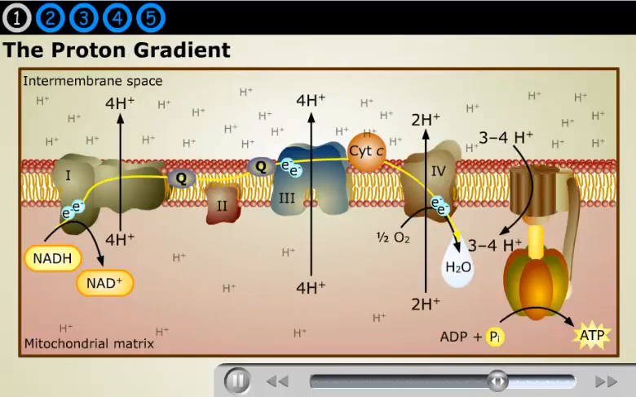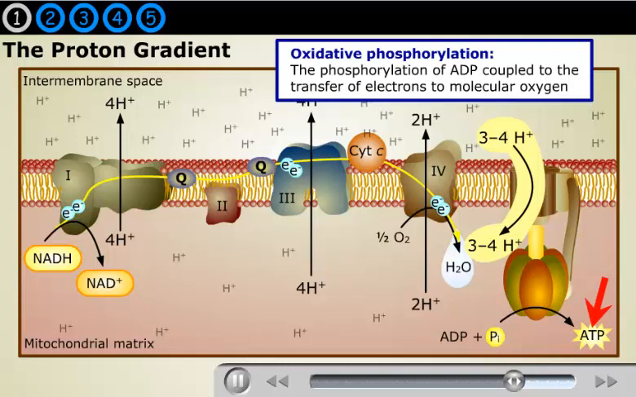As the electrons flow through the protein complexes, protons are pumped out of the mitochondrial matrix. When the protons flow back in, ATP is synthesized. This process is called oxidative phosphorylation. Oxidative phosphorylation is the phosphorylation of ADP coupled to the transfer of electrons to molecular oxygen.